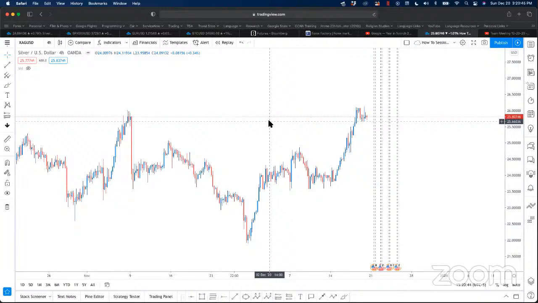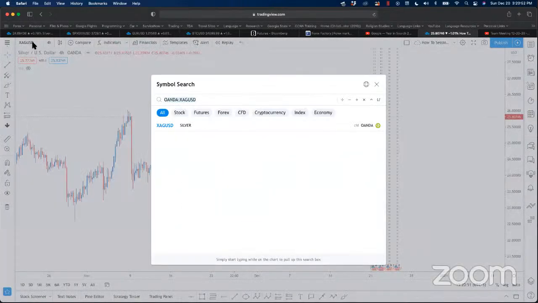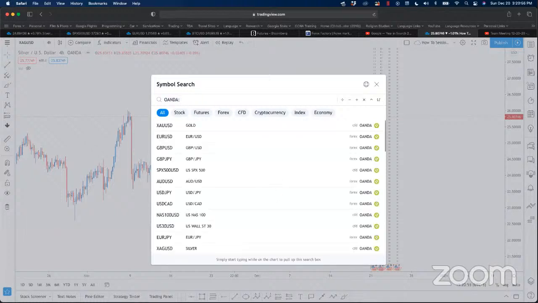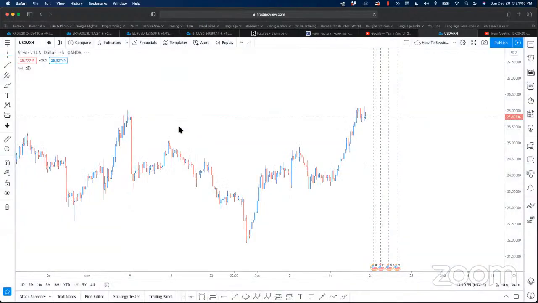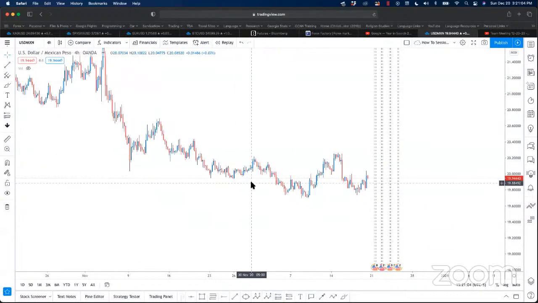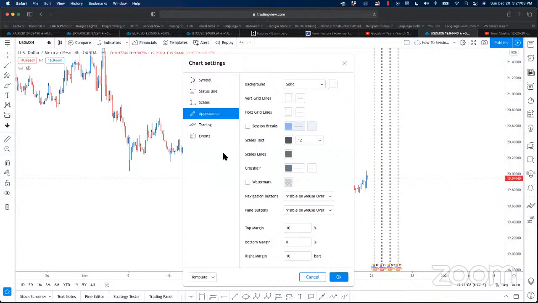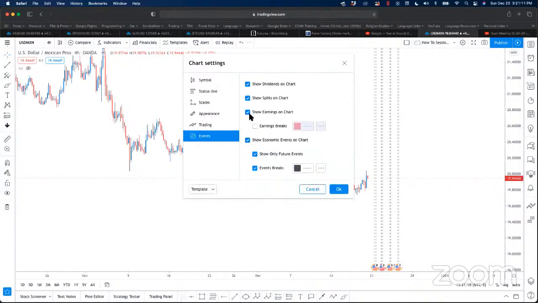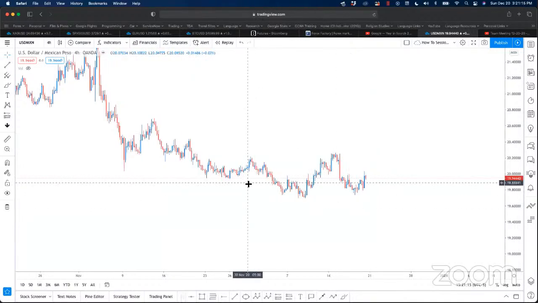GUGA USD Mexican. Let's look at that one. I never really traded that. Okay. All right. So we don't need the news right now. Just want to have.